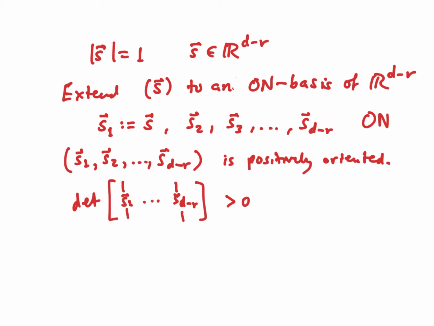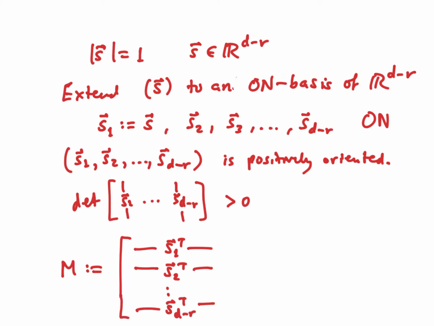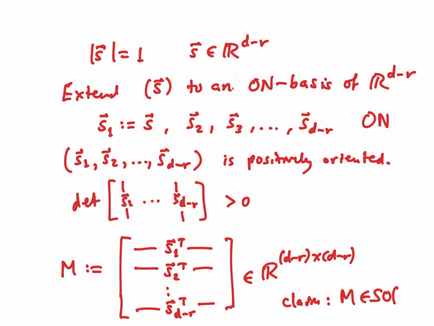What I really want to do with those vectors is form a matrix with those as the rows. Let me form a matrix, say M, where I take s1 transpose as the first row, and then s2 transpose as the second row, all the way down to s d minus r transpose as the last row. Notice that that's a d minus r by d minus r matrix. And I claim that it's more than that. It's actually a special orthogonal matrix. In other words, it's a rotation matrix. This M is a special orthogonal matrix of dimensionality d minus r, so it represents a rotation of d minus r space.